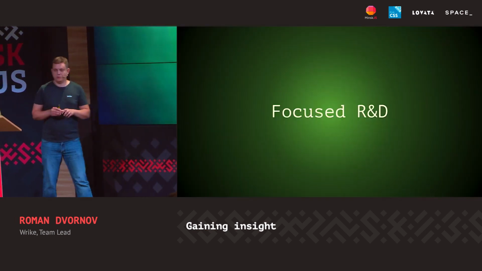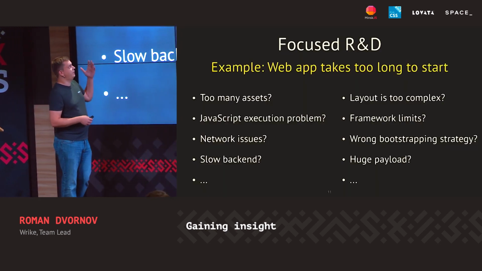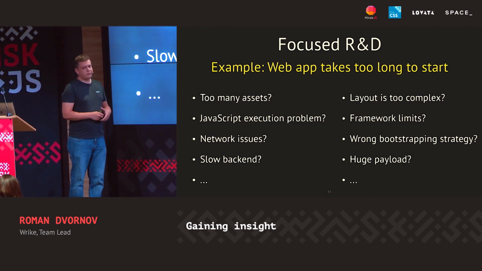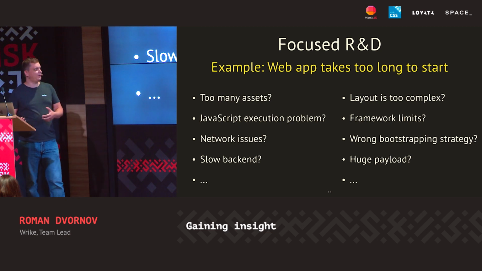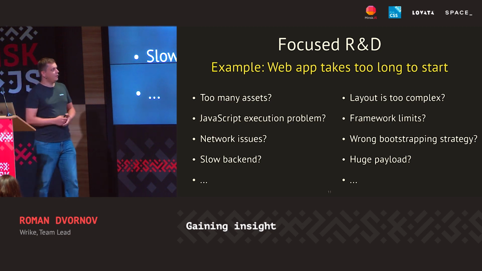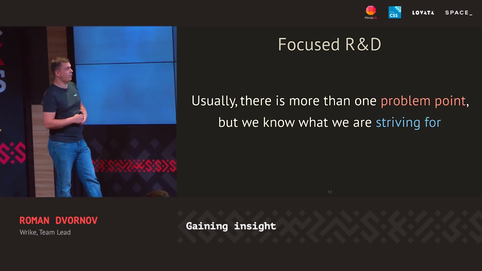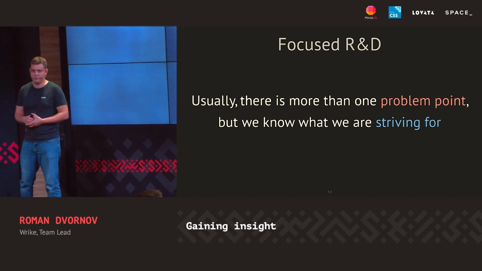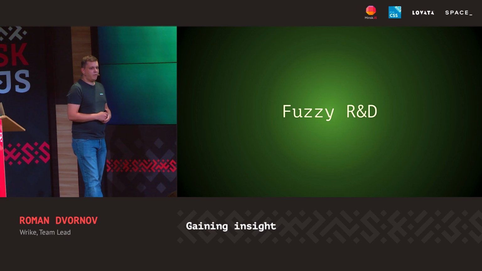And let's take a look at focused R&D. For example, we have a task. Our web app is too slow to load. And there are many points where something may go wrong. So for sure, there's more than one problem point, but we know what we are striving for. It's quite simple. But what about fuzzy R&D?